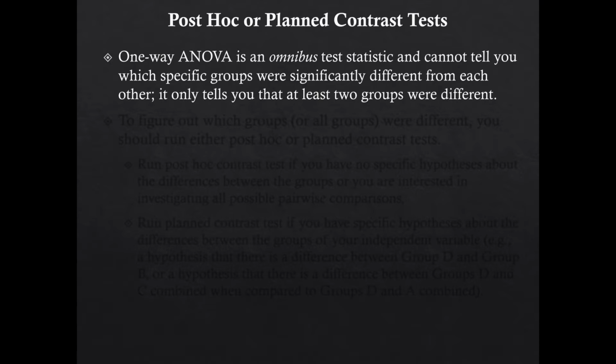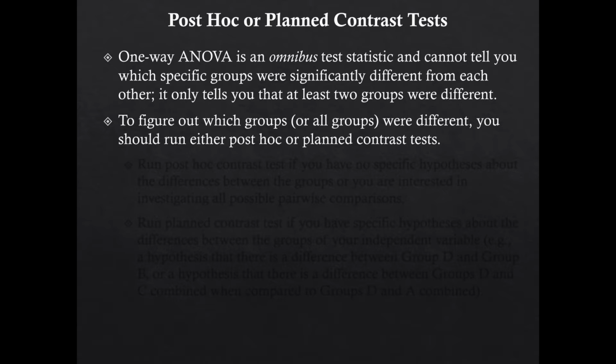The one-way ANOVA is called omnibus. It's an omnibus test statistic and cannot tell you which specific groups were significantly different from each other. It only tells you that at least two groups were different.